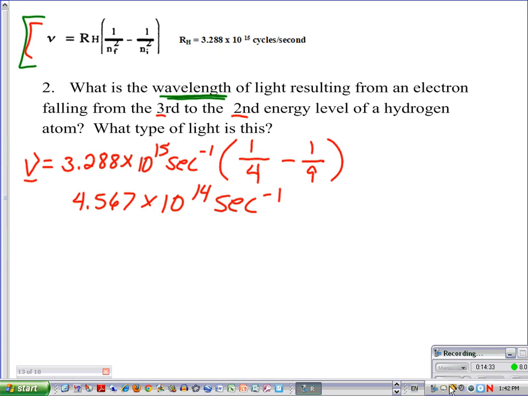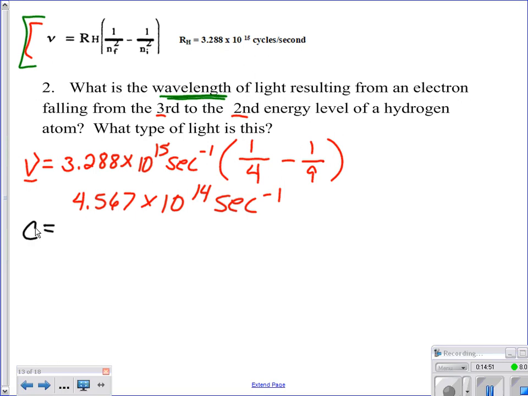But the question is, what is the wavelength? So now, what formula do you want to use? What do you think? Awesome. Okay, so we're looking at our formula that we used on Friday, a couple lectures ago, which was our speed of light equals our wavelength times our frequency. And when you solve that for wavelength, you end up saying it's your speed of light divided by your frequency.